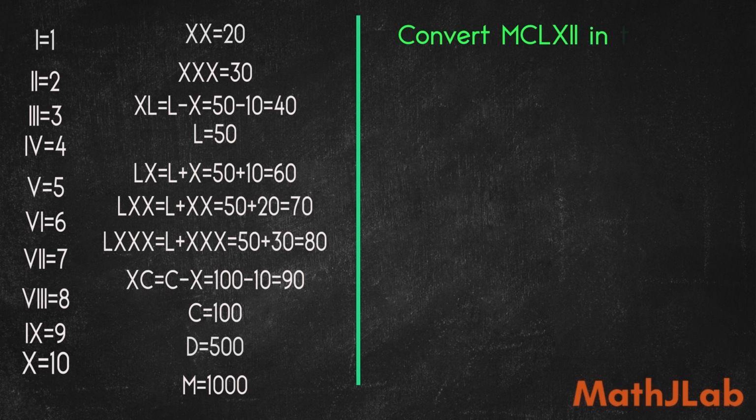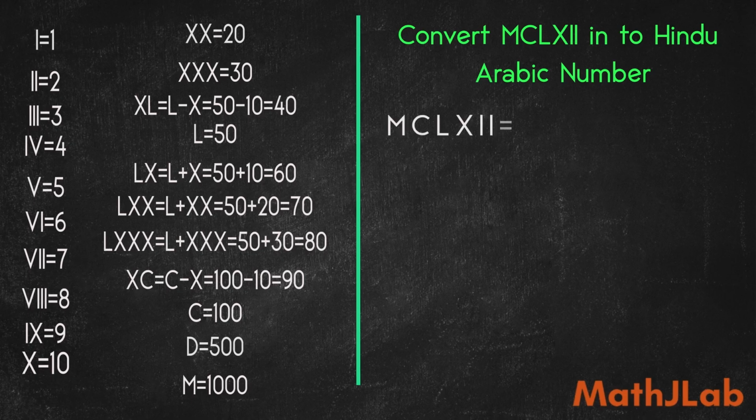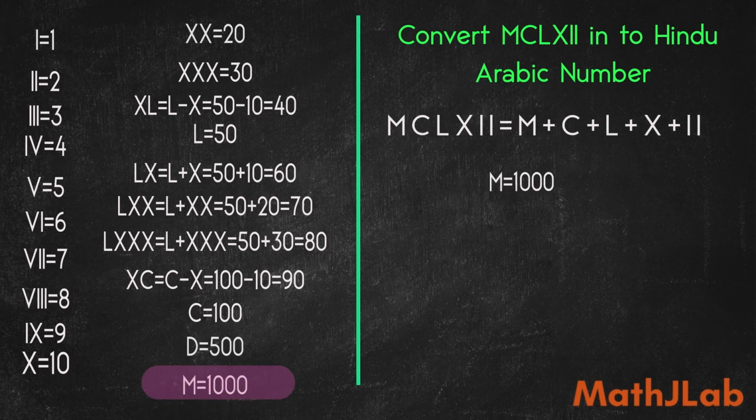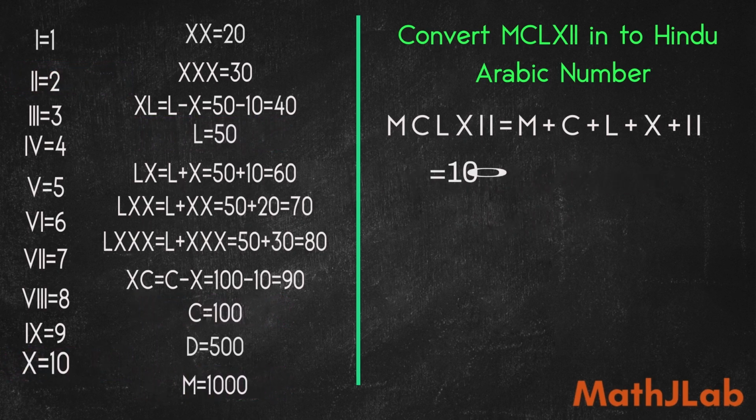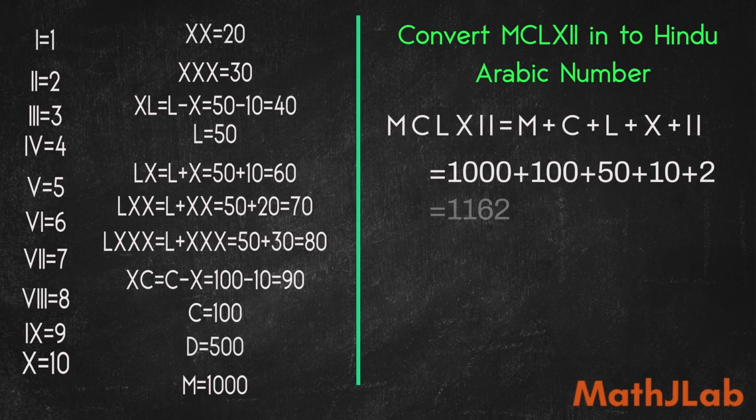Convert MCLXII into a Hindu Arabic number. From the addition rule, we can write MCLXII as M plus C plus L plus X plus II. For M, we have 1000, for C, we have 100, for L, we have 50, for X, we have 10, for II, we have 2. It becomes 1000 plus 100 plus 50 plus 10 plus 2, that is 1162.